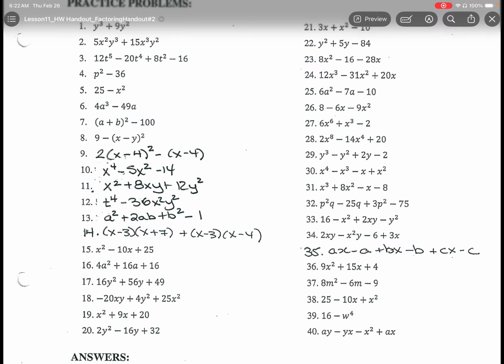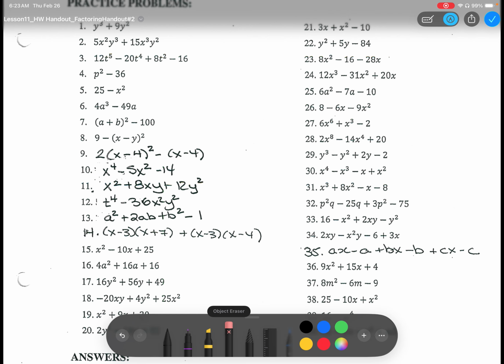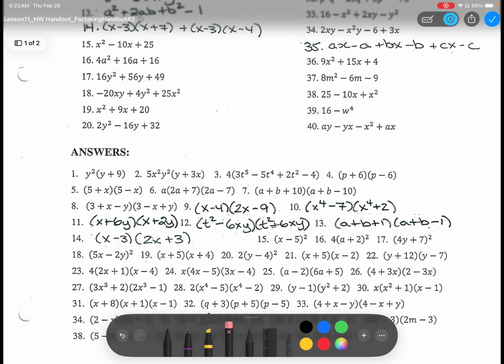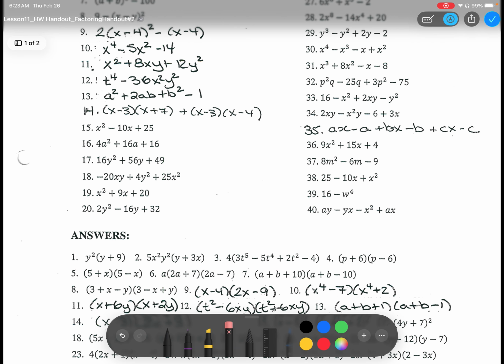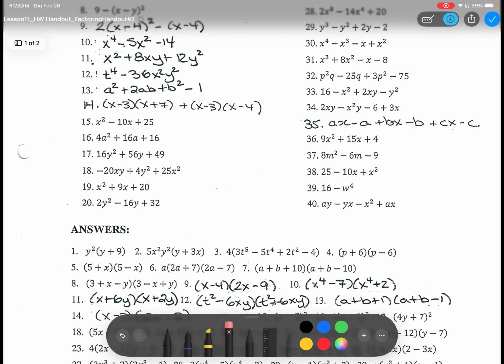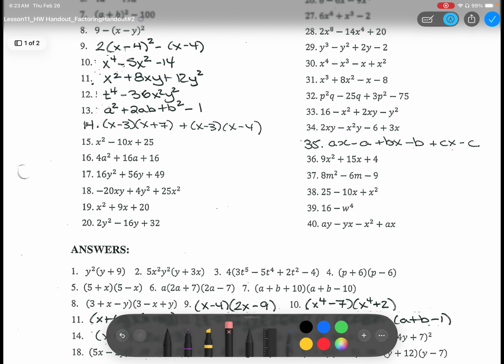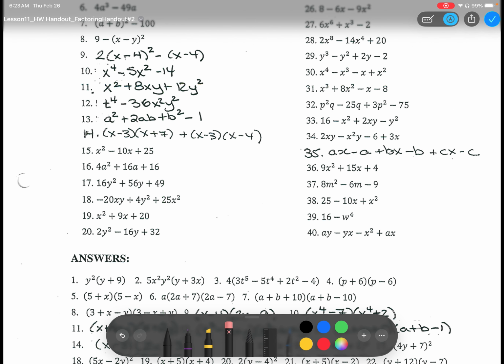I believe there is a mistake with this question, not with the question, but with the answer to that question. The answer should be, so for number 11, actually, let me look here. Number 11, x squared plus 8xy plus 12y squared. So, oh no, that one's okay. Sorry, it's number 10 I'm looking at right here. Number 10, x to the 4 minus 5x squared minus 14. The answer to this, when I factor, it's a simple trinomial.